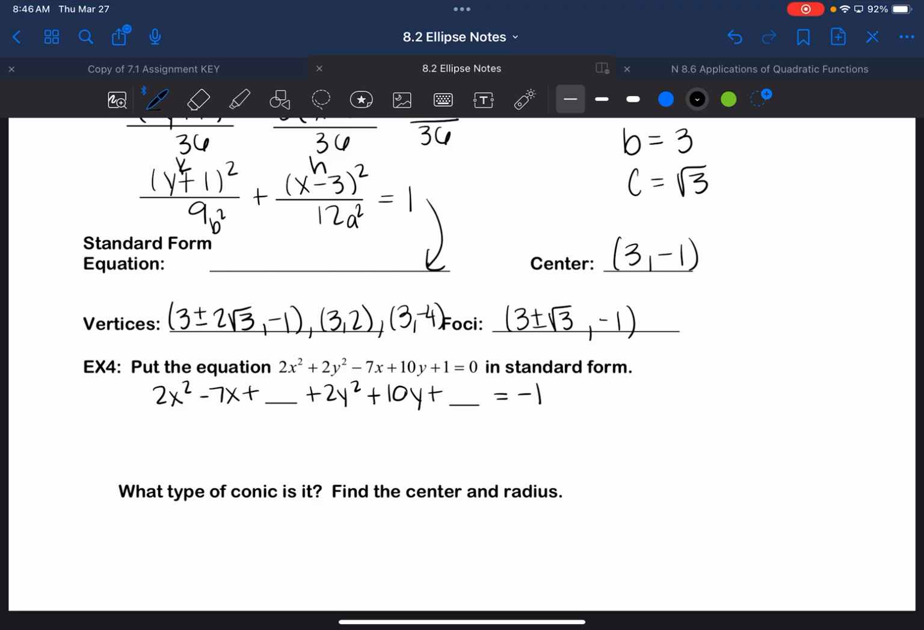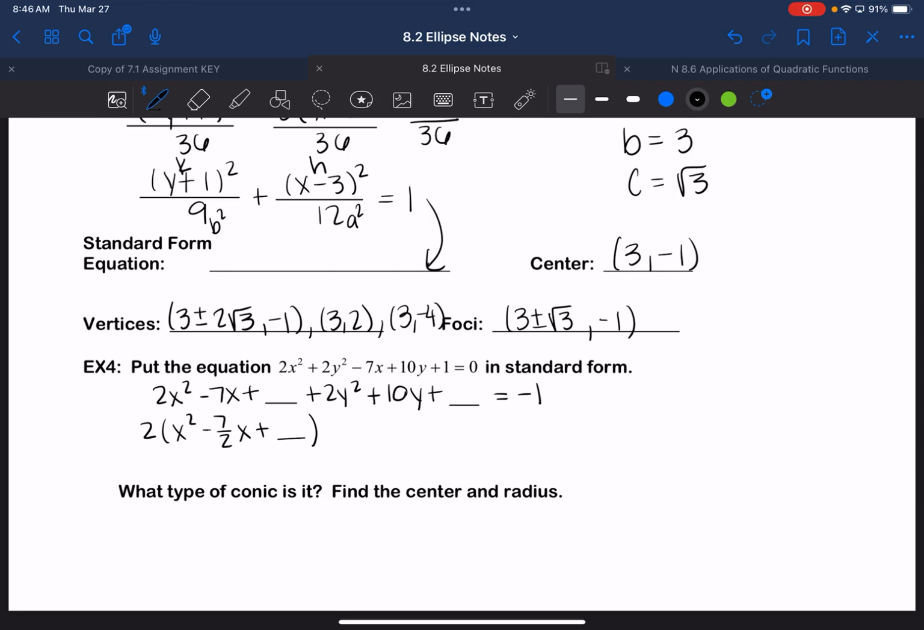All right, but before we can figure out what goes in the blank, we need our coefficients to be 1. So for the x's, we're going to factor out a 2. So we'll have x squared minus 7 over 2x plus blank. Since it didn't go in evenly, we'll just leave it as a fraction there.